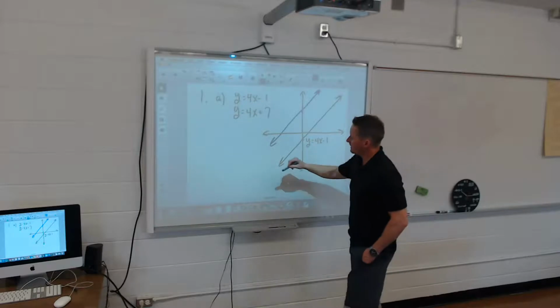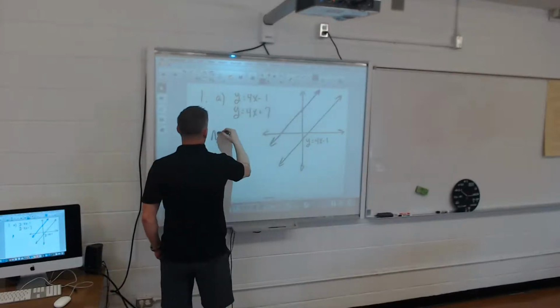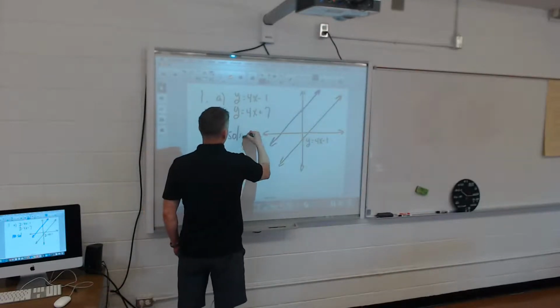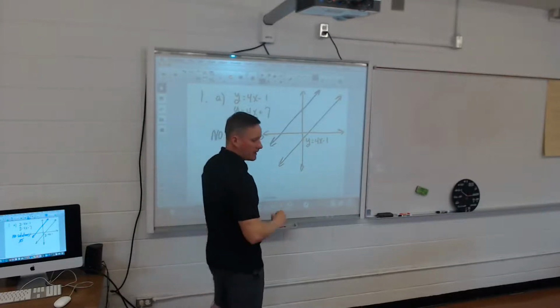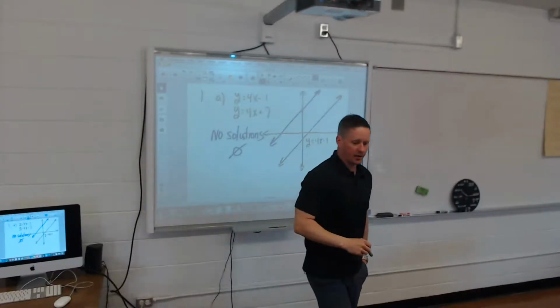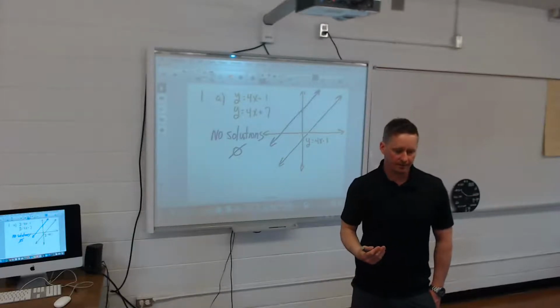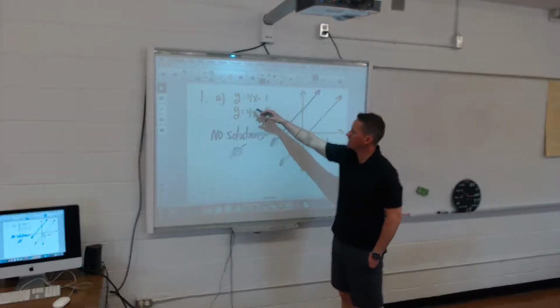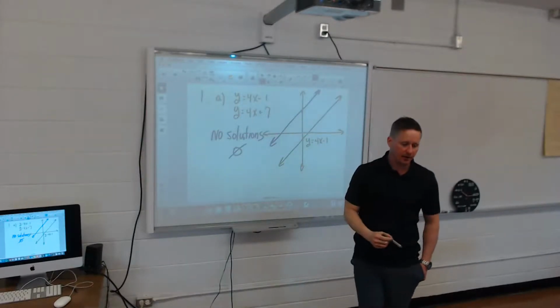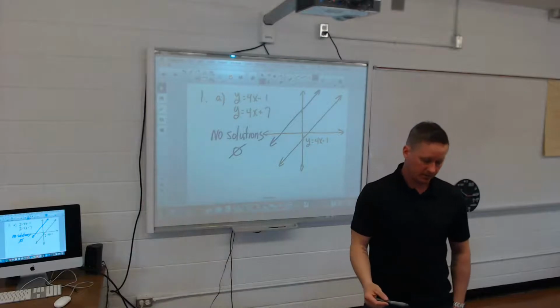So in this case, I write no solutions. You can also write an O or a 0 with a slash, which states that there's no solutions for it. Okay? So because the slopes are the same and the y-intercepts are different, you have no solutions.